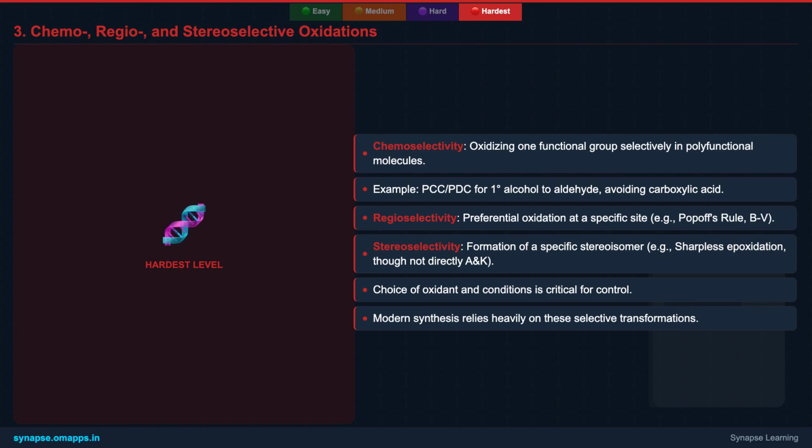Reagents like PCC and PDC are designed to be mild, stopping at the aldehyde stage when oxidizing primary alcohols, preventing overoxidation to carboxylic acids. Other specialized reagents, like periodate or lead tetraacetate, target specific arrangements like vicinal diols or alpha-hydroxy ketones. The precise choice of oxidant and conditions is a chemist's art, allowing for surgical transformations in multifunctional compounds. This level of control is what separates basic reactions from advanced synthesis strategies.